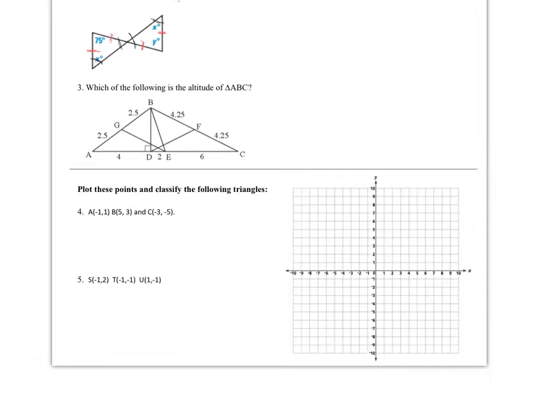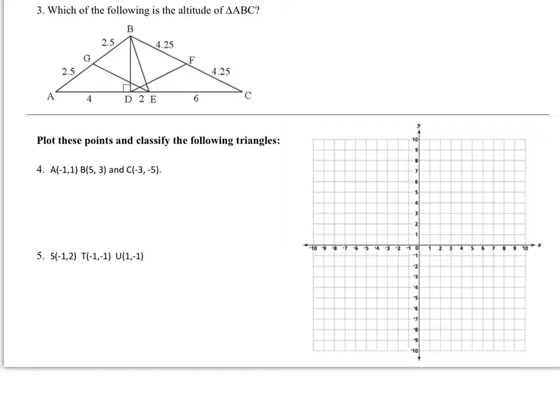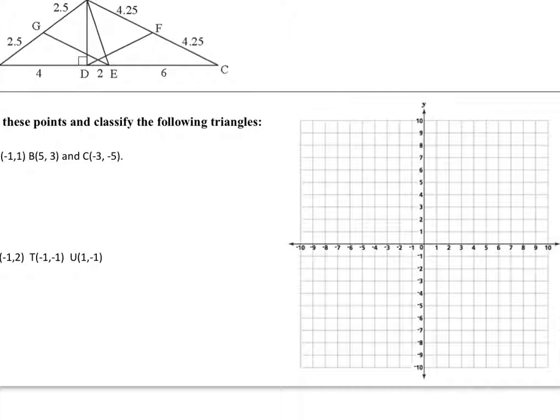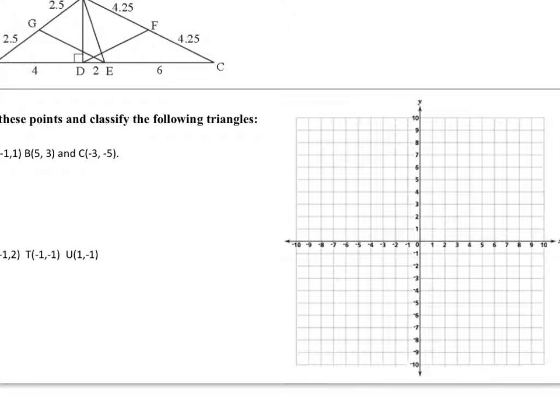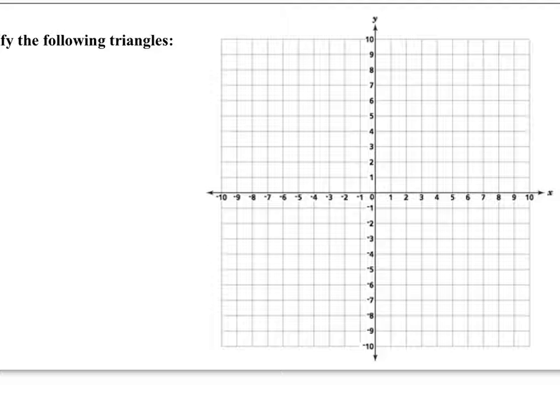And the last problem here, we have some graphing to do. It's a good idea if you haven't been doing this to have your paper out because, trying to move this around, sometimes I can't keep everything on the page at the same time so I can make this big enough to show work. So on this problem in particular, it's a good idea to be looking at your paper, but you got to plot the points and classify the triangles. So we have A at -1, 1. We have B at 5, 3. And we have C at -3, -5.